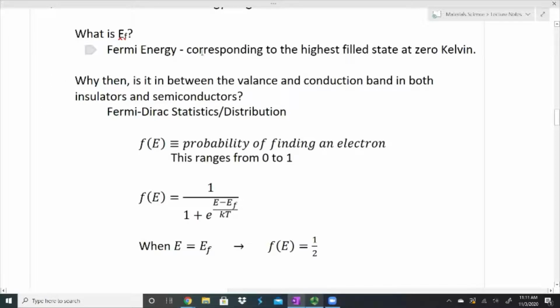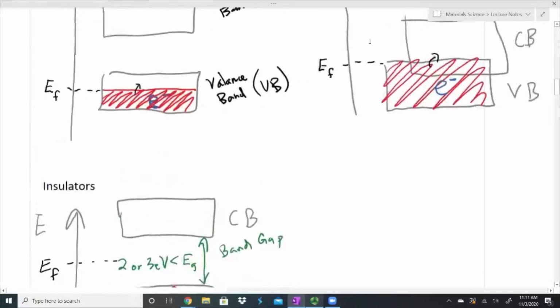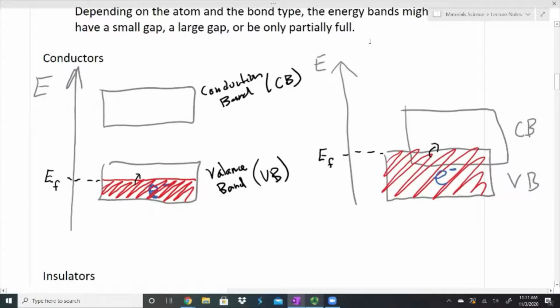It's the energy corresponding to the highest filled state at 0 Kelvin. It's very easy to see here in the conductor. This is the energy of the highest filled state at 0 Kelvin, so no thermal energies in here, and that's the highest state that our electrons are at. Same thing for both pictures. That's the highest state.